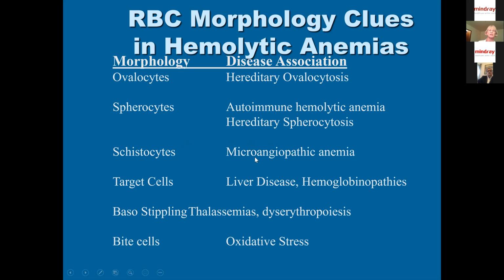For schistocytes, the cause might be microangiopathic hemolytic anemia. That's due to the red cells being sheared while circulating, and they're being broken up by strands of fibrin or von Willebrand's factor. Target cells are associated with liver disease, but also hemoglobinopathies, in particular sickle cell or hemoglobin C, and thalassemias can also have target cells. I'm sorry, this table got a little messed up. This was supposed to be under here. And then bite cells indicate oxidative stress, and I'll get into that in a minute more here.